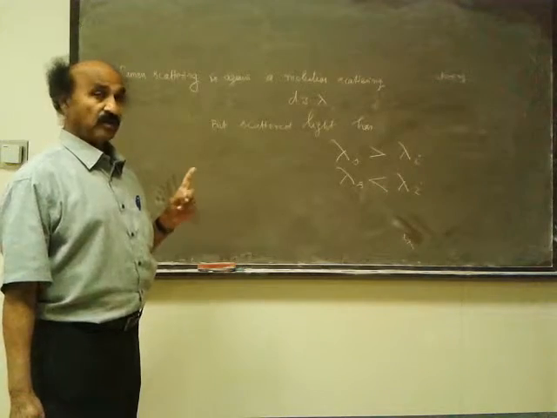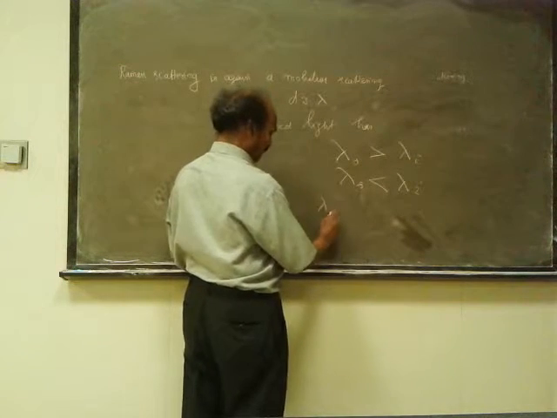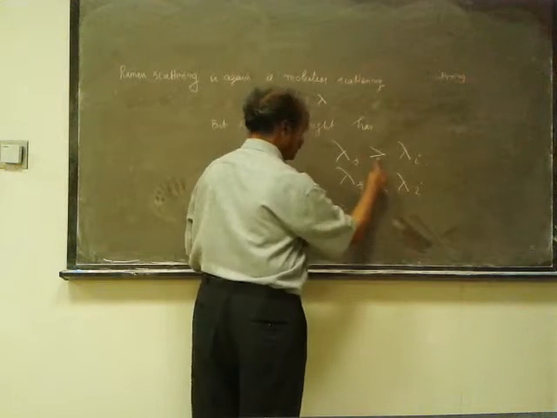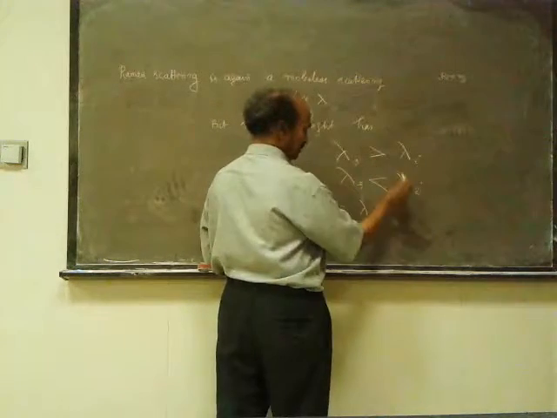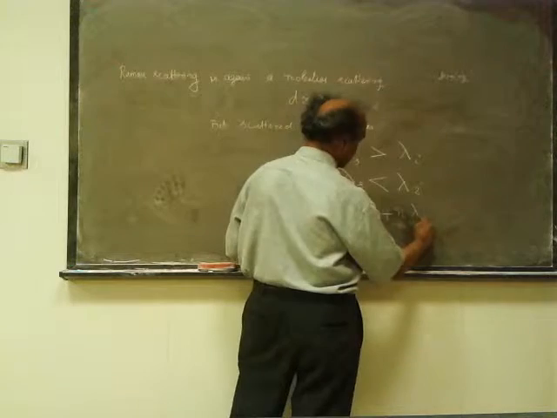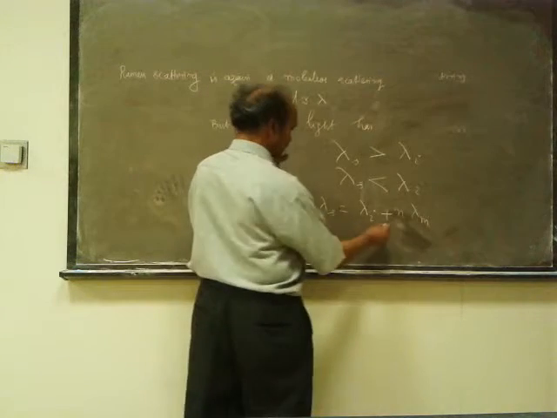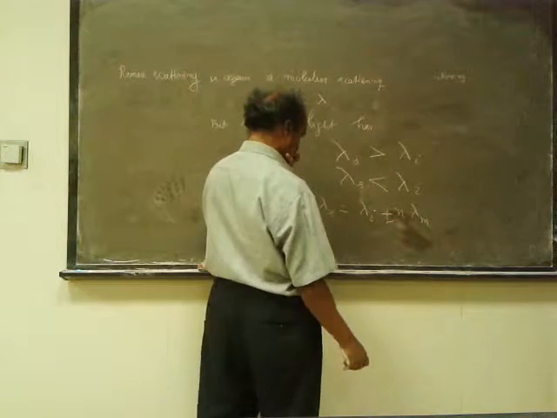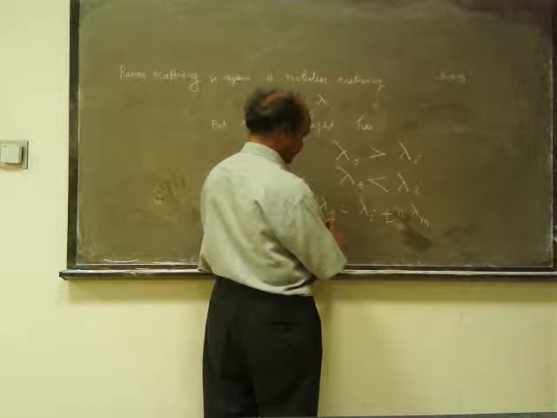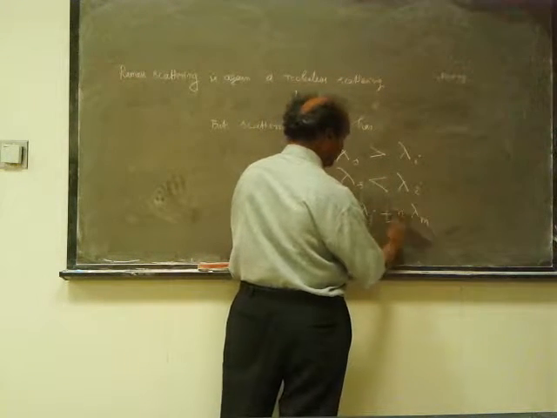Yes, wavelength changes. Not only that, look at this one. Lambda of scattered is equal to lambda of incident, since it's greater, right? Yes. Plus or minus m lambda of m. I shall explain what it is. That means this is the incident light, this is the scatter. The scattered light has a wavelength with discrete steps.